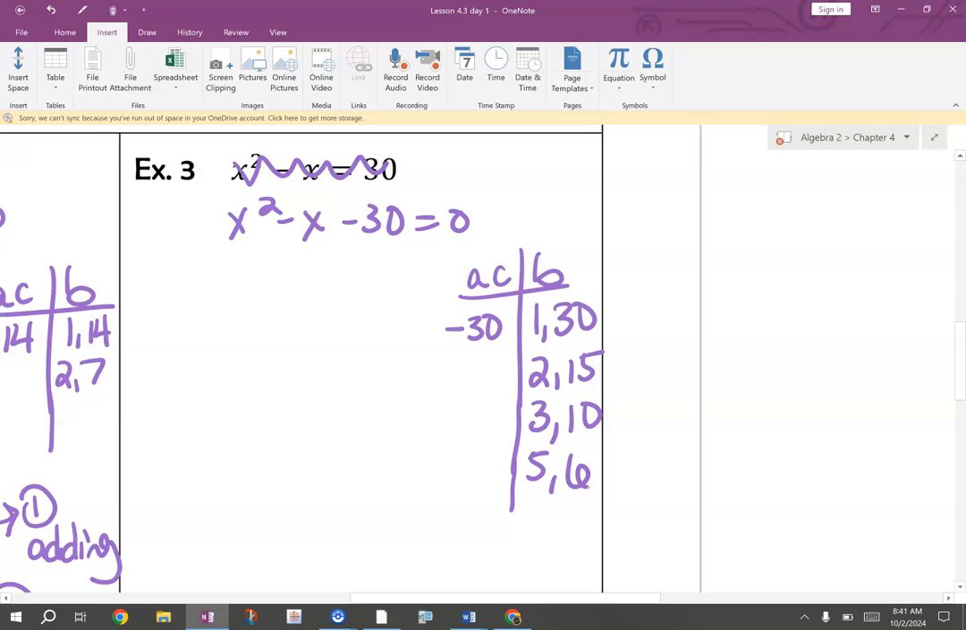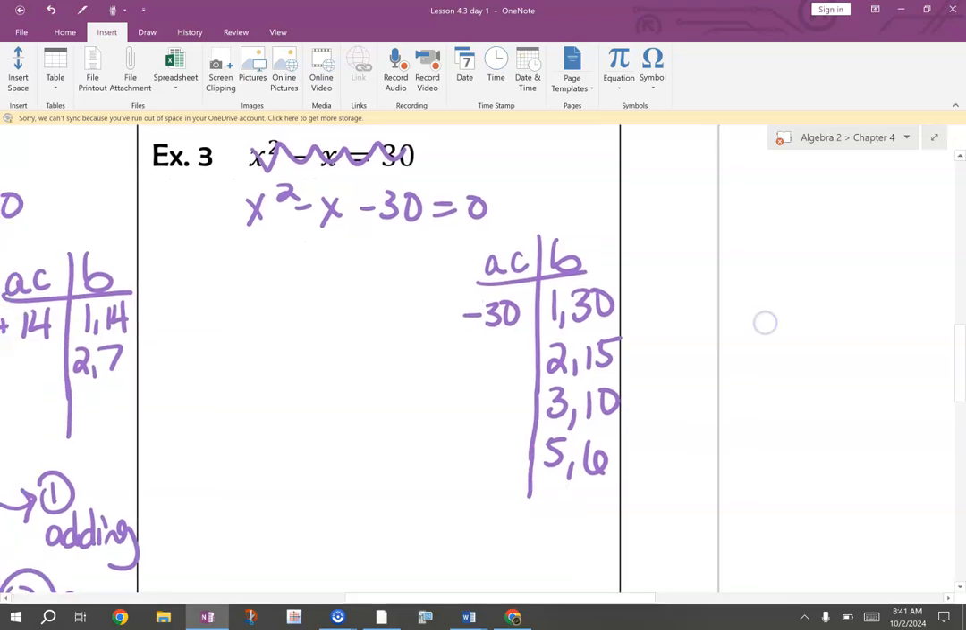Now, I will tell you, when you get a problem where there's multiple factors like this, see how 5 and 6 are really close together? They're right next to each other, right? Typically, when you get two numbers that are really close together like that, that usually tells you that you're done, okay? There's not going to be any other factors that you need to check.